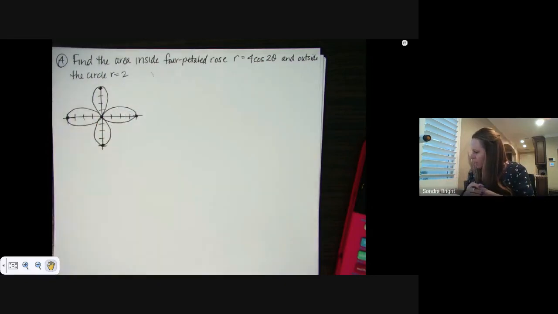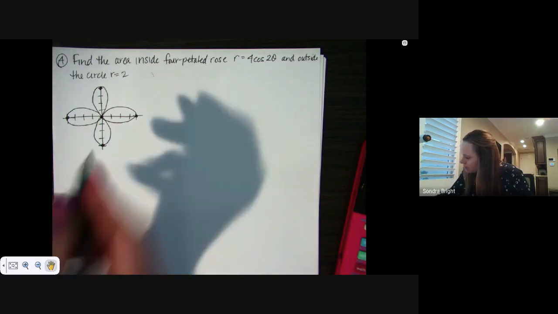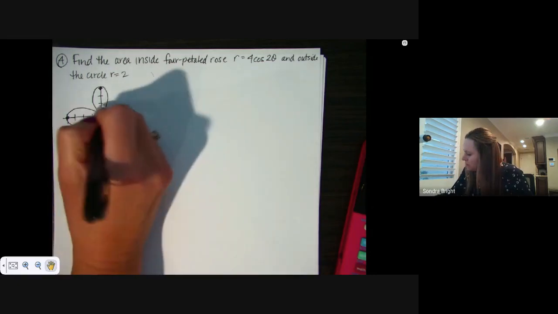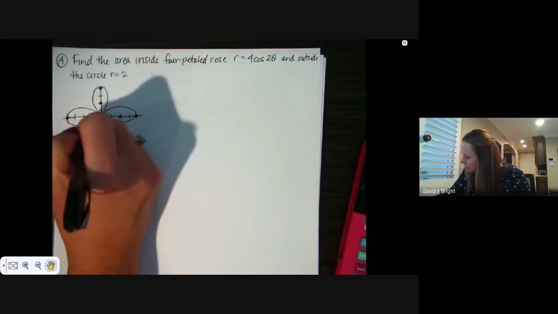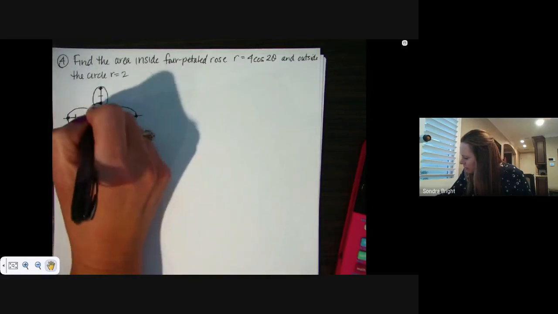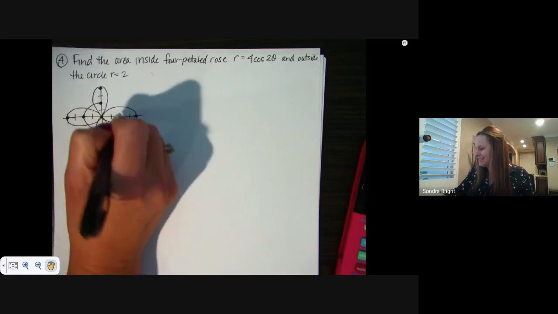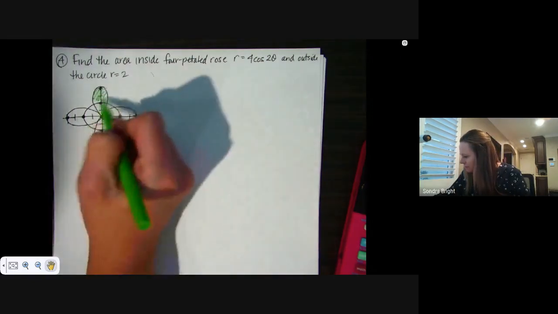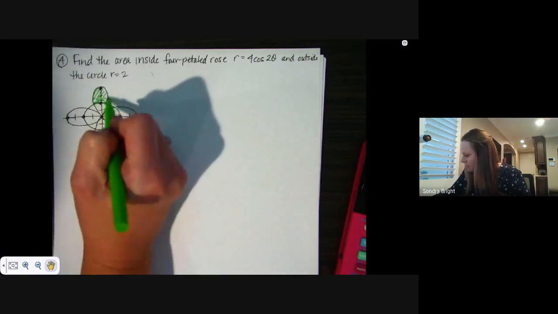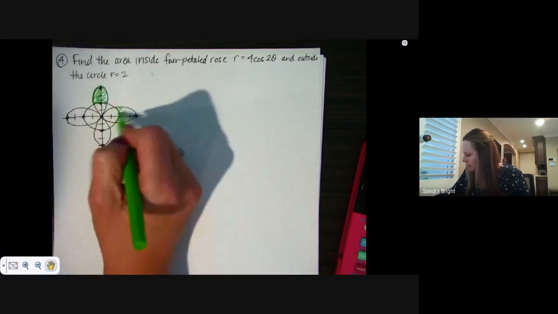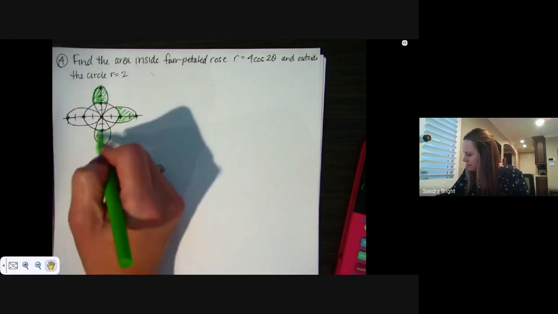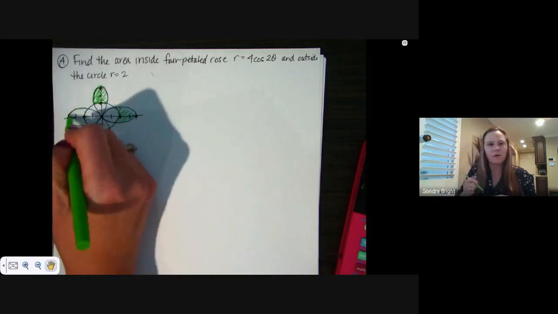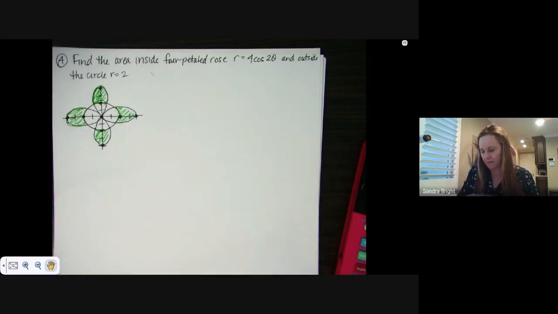So we want inside that, but outside the circle, r equals 2. So r equals 2, r equals 2, r equals 2. So here's the circle. All right. So we want inside 4 petals, but outside the circle. So I want the area of these guys. There's 4 of them. That one, that one. I want all that green shaded area.